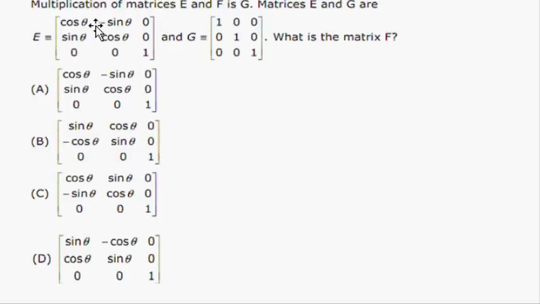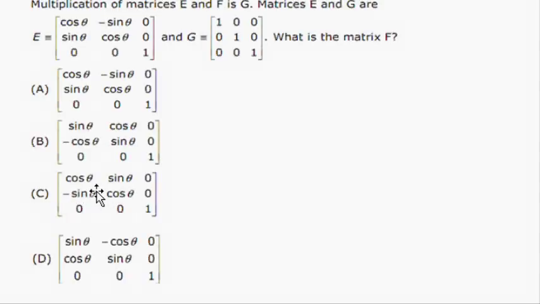If you multiply cos theta into cos theta, minus sin theta into minus sin theta, it is cos square theta plus sin square theta, which is equal to 1, and 0 into 0. So it is 1. Multiply this: cos theta into sin theta minus sin theta into cos theta is equal to 0. So the next is 0, and the third is cos theta into 0 plus minus sin theta into 0 plus 0 into 1, so 0. So C is the correct answer.